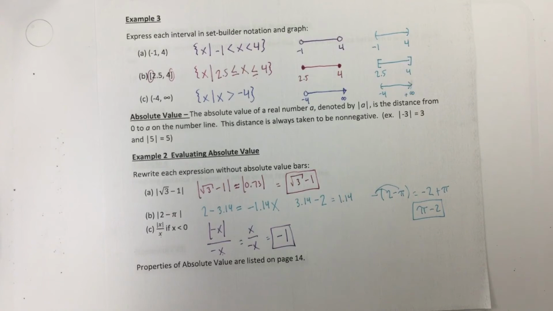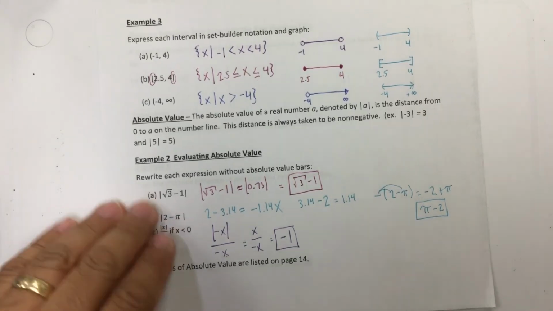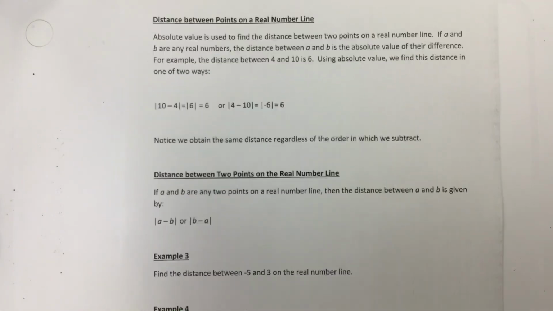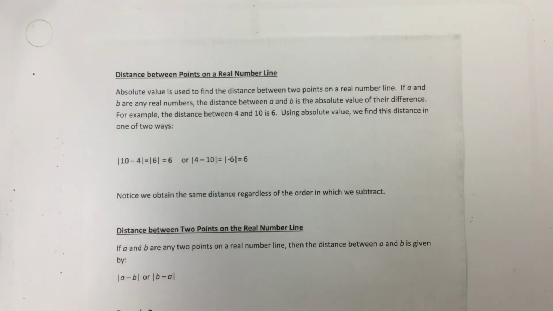Okay? All right, so we're down to the last set of notes here, so let's take a look at this. So it says the distance between 2 points on a real number line. So the absolute value is used to find the distance between 2 points on a real number line. If a and b are any real numbers, the distance between a and b is the absolute value of their difference. For example, the distance between 4 and 10 is 6. Using absolute value, we find this distance in one of 2 ways.